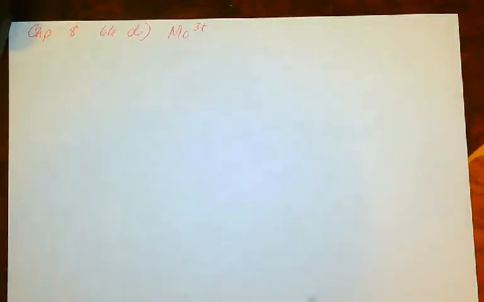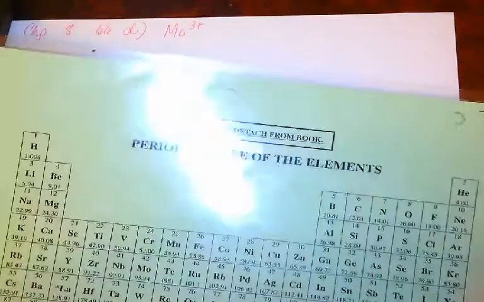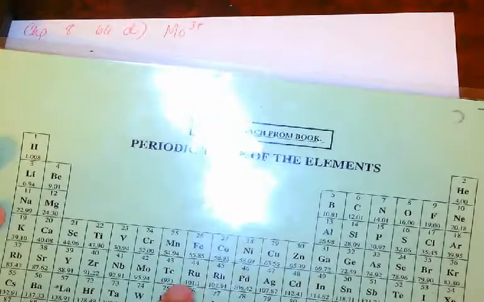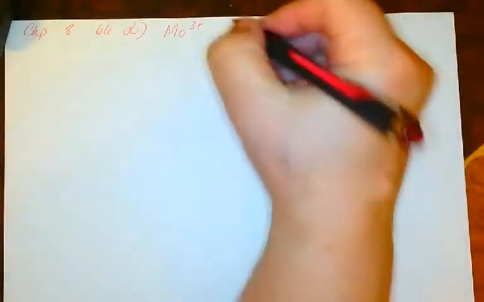Chapter 8, number 66D, Mo for molybdenum 3+. For this question, the question was asking you to write the electron configuration for this. First of all, we need to find what element number this is, and this happens to be element number 42 on our periodic table. So it has 42 electrons normally.